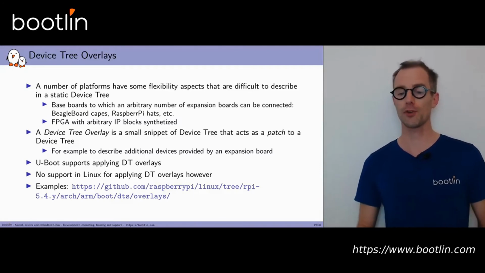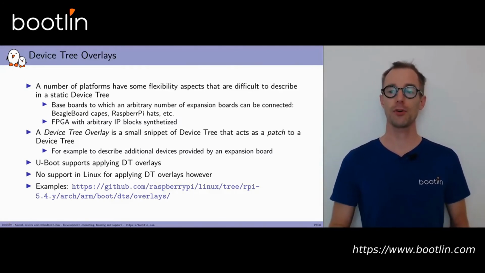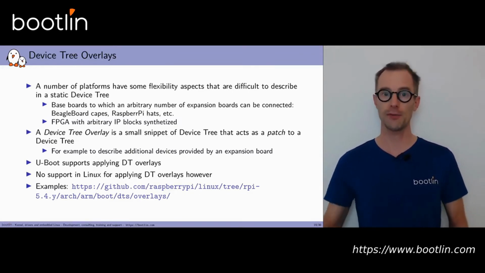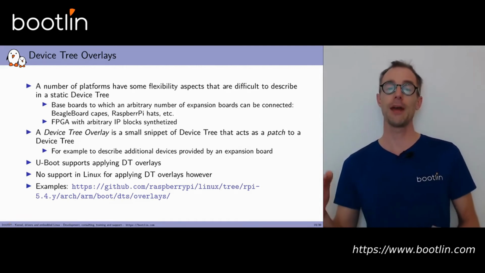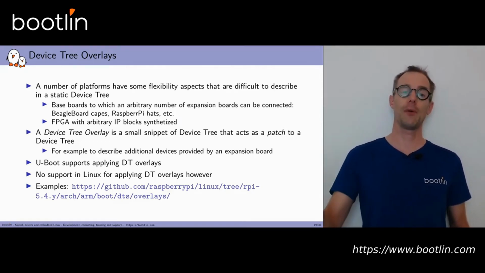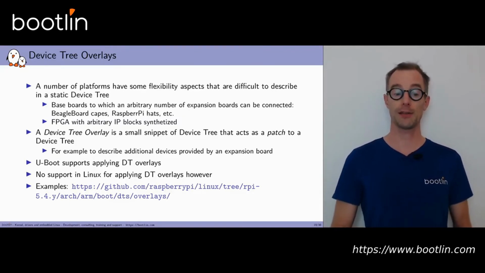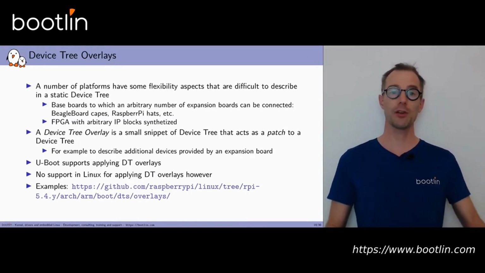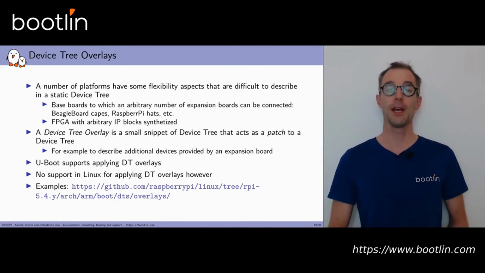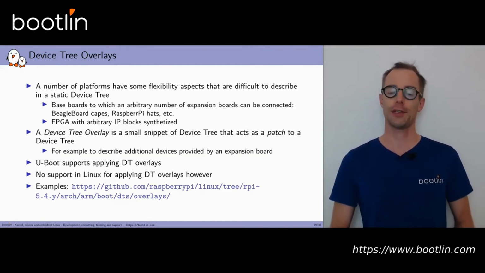So for example, such an overlay can describe a display panel that is on your expansion board, or a bunch of relays that are on your expansion board, or any other device that your expansion board contains. And the description of that device or devices will be added to the base device tree. U-Boot has support for applying device tree overlays, so it can be done in U-Boot before handing over the device tree to the kernel. There is, however, no support in Linux for applying device tree overlays at runtime.